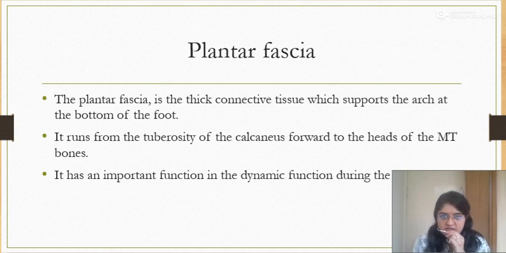Plantar fascia is the thick connective tissue which supports the arch at the bottom of the feet, and it runs from the tuberosity of the calcaneus forward to the heads of the metatarsal bones, and it has a very important function during the dynamic function of the gait.